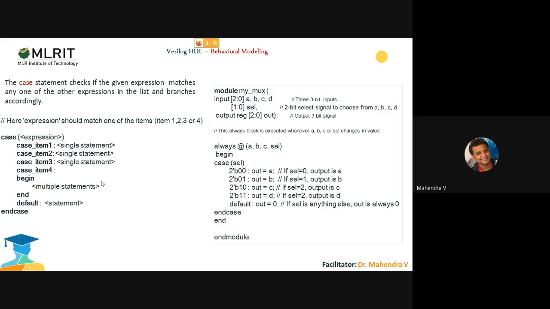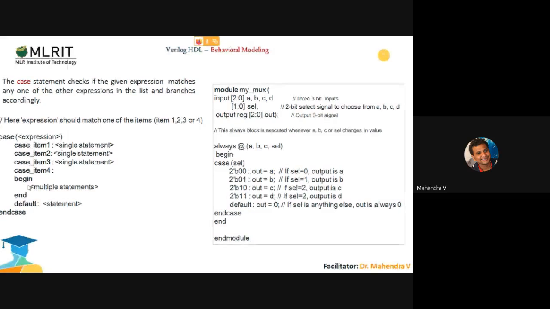Now if you want to use multiple statements inside each condition, then you can use begin and end. Wherever you want to use multiple constructs after checking some condition, then we use the begin and end. Okay, keep that in mind.